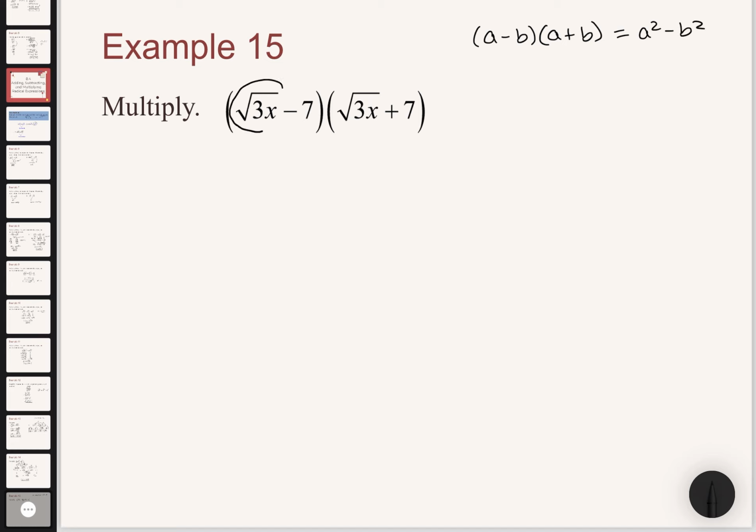So this whole thing is my a term, and this 7 is my b term. So I need to rewrite this as the square root of 3x squared minus 7 squared. What does the square root of 3x squared simplify to? Well, the square root and the square kind of undo each other, so just 3x. Minus 7 squared is 49, and that's your final answer there.